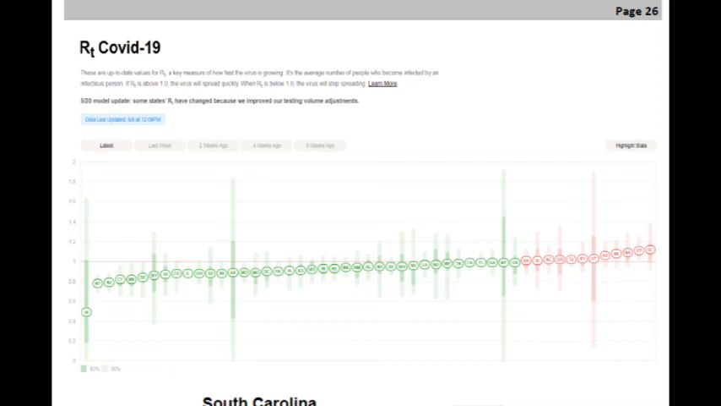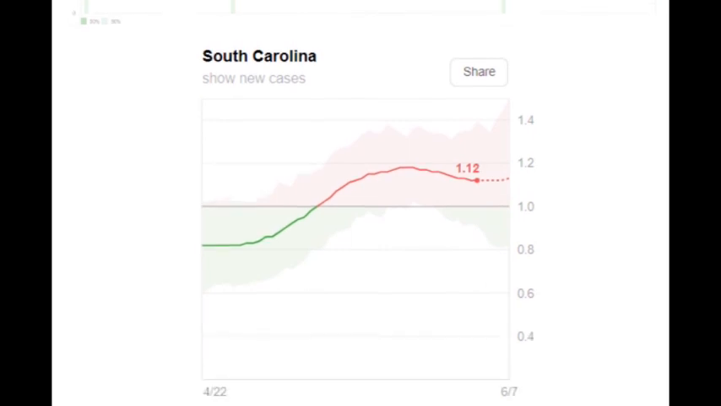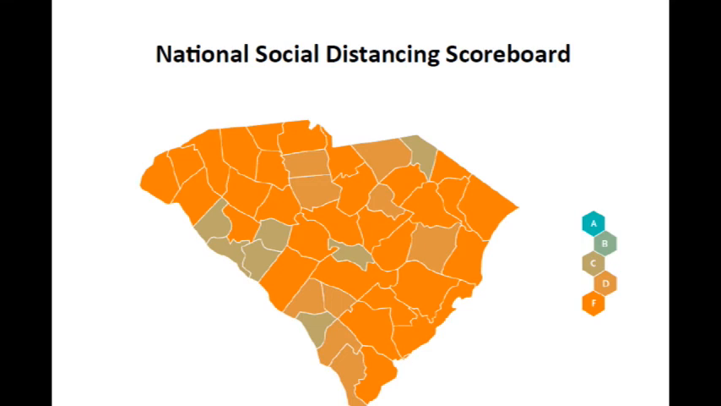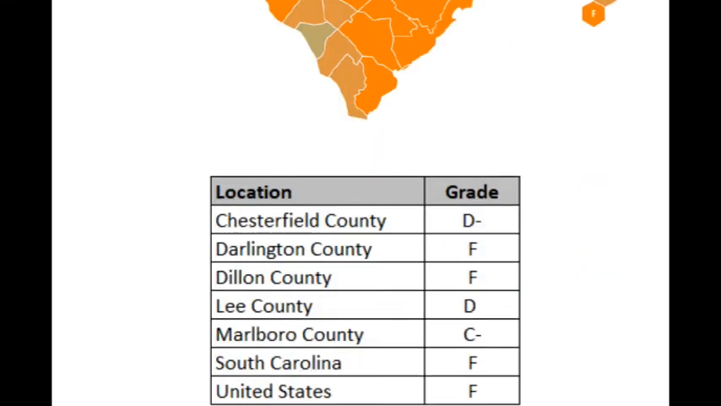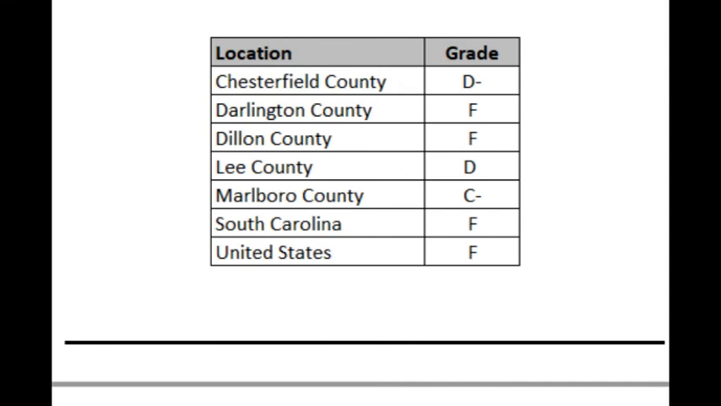On page 27 is the National Social Distancing Scoreboard. This looks at how much the residents of each state and each county within each state are practicing social distancing. For our counties, Chesterfield County scores a D-, Darlington an F, Dillon an F, Lee a D, Marlboro a C-, with both South Carolina and the United States scoring an F.